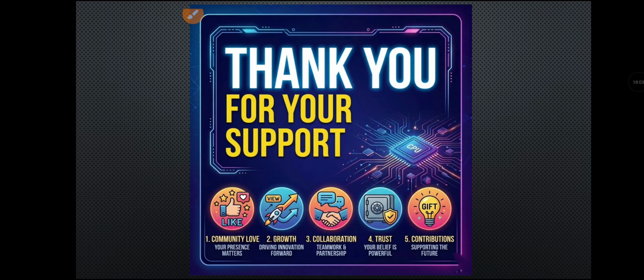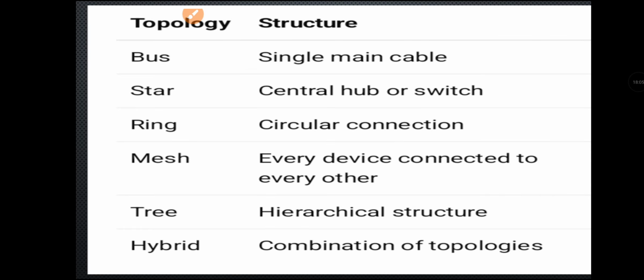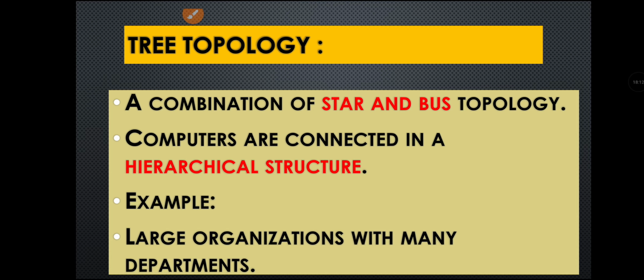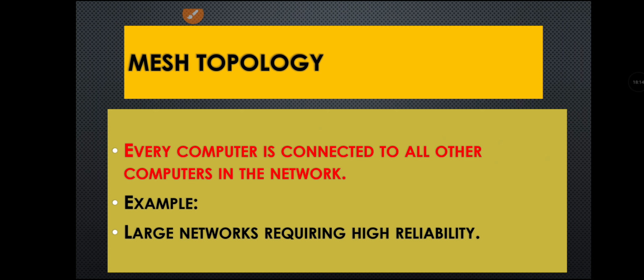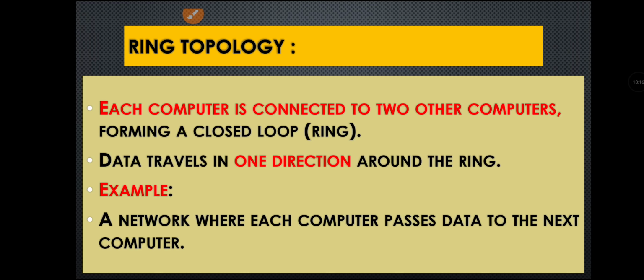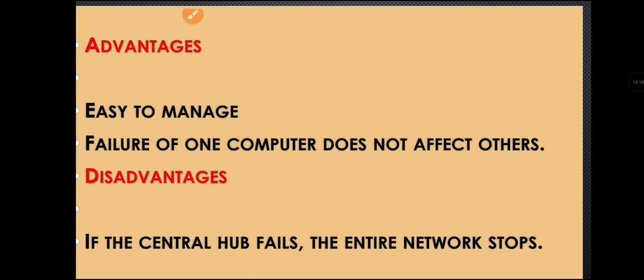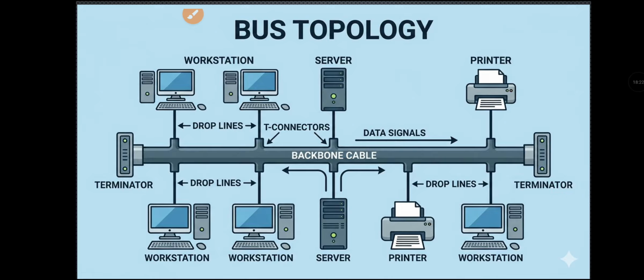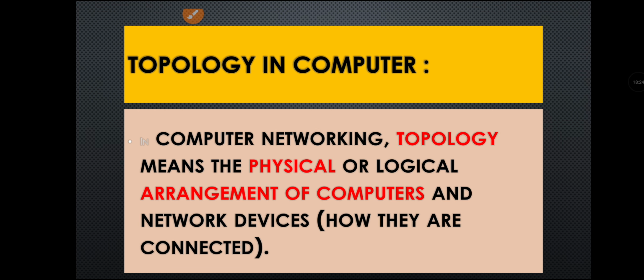So this is how today we have discussed different types of topology. We have discussed the meaning of topology, and we have finalized that topology is nothing but the physical arrangement of computers in different centers. So that is the meaning of topology in computers. I hope all my dear students have understood my explanation.